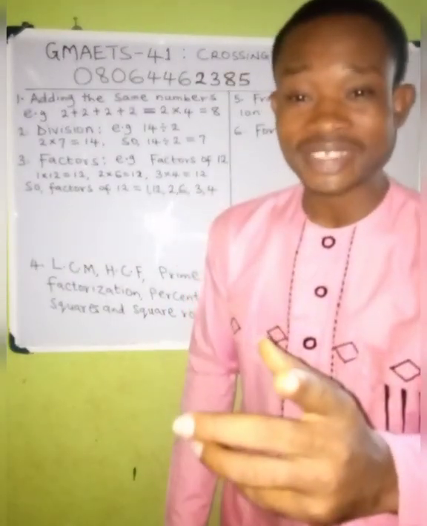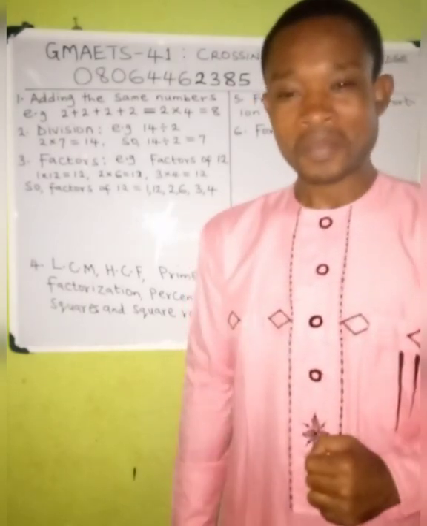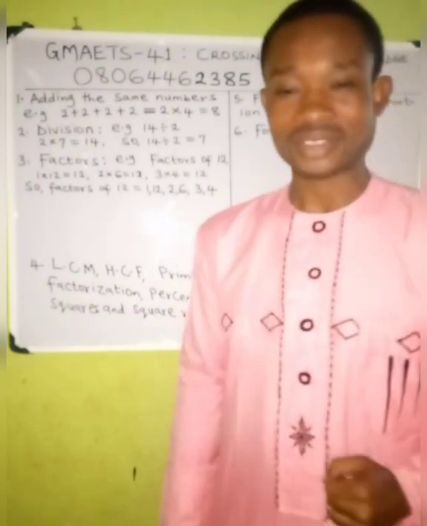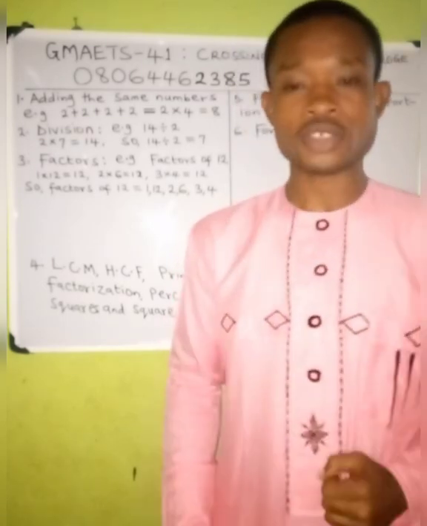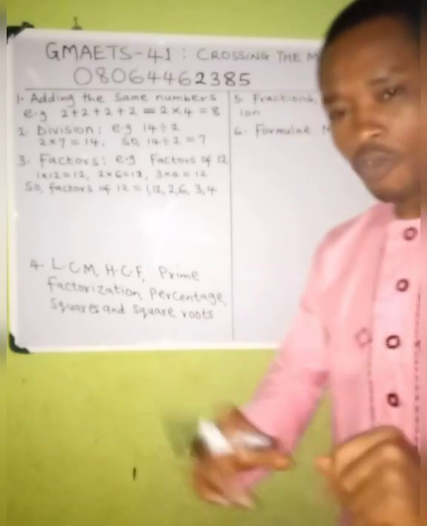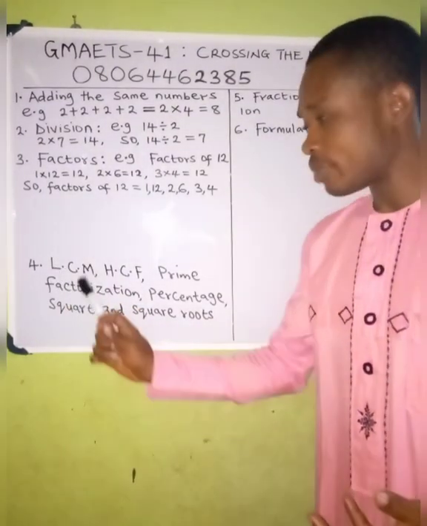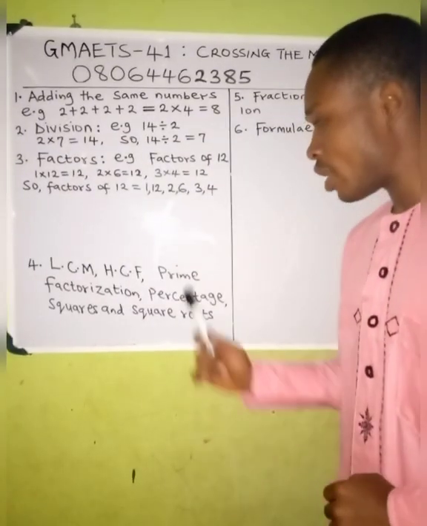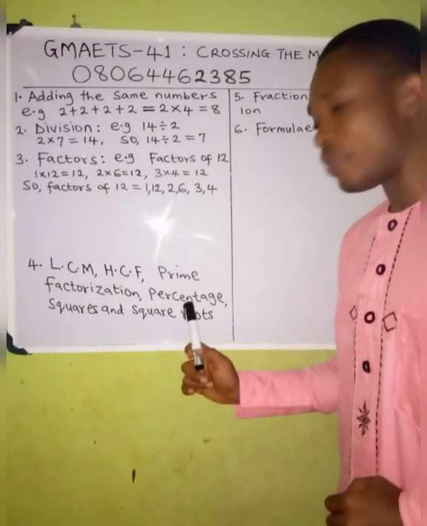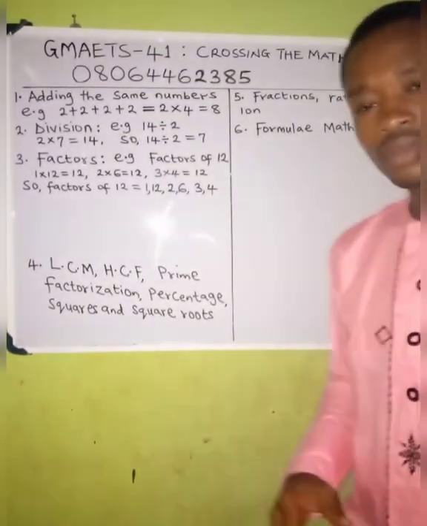But how did we get them? Multiplication. The boat you need to cross the mathematics bridge. We want to go further. Do you remember the topics? Lowest common multiple, LCM, highest common factor, HCF, prime factorization, percentage, squares, and square roots.